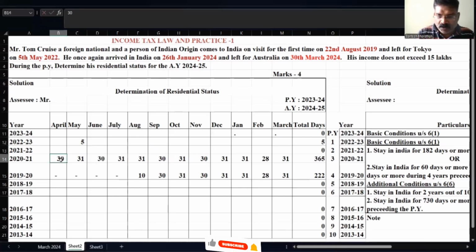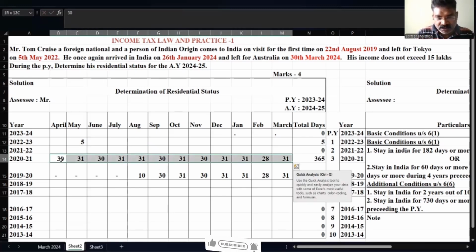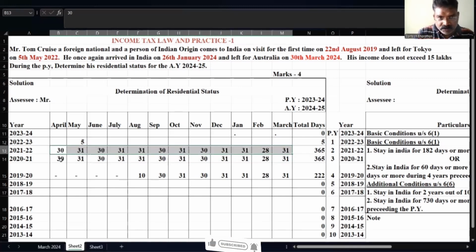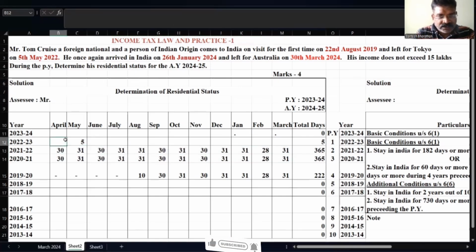So what I do is copy it for the next year. Since he left in the month of May, here I'll mention 30 days. So he was not there. He left for Tokyo on 5th May 2022, which I have already written here. And then he once again arrived in India on 26th January 2024. That is in the previous year, in January he came. So I will count from the 26th, which should be included: 26, 27, 28, 29, 30, 31. So 5 days in Jan. He was there for 5 days.